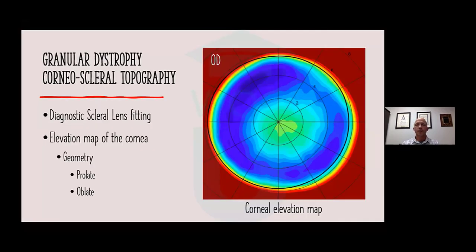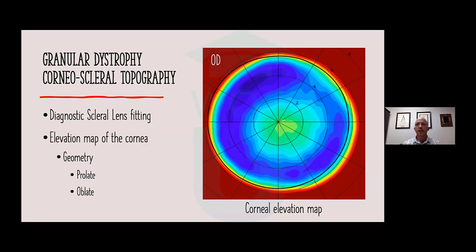Well, for this patient, we decided to use corneal scleral topography maps to help fit the lenses for the patient's eyes. And like I said, you can actually just use the measurements that you obtain from the cornea and the sclera to help you with diagnostic lenses.